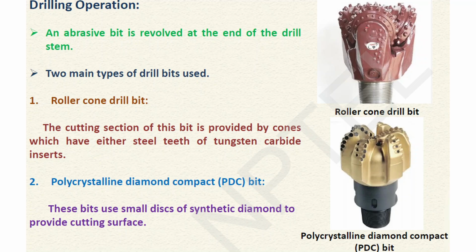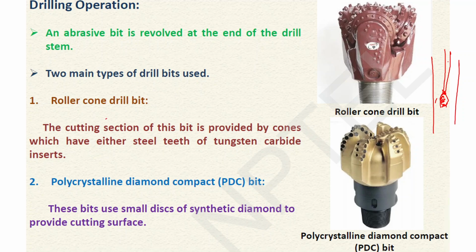Basically, in the drilling operation, as I told, a drilling bit is there. Suppose this is the column, then there is a drilling stem, and at the tip of this drilling stem, there is the drilling bit. This kind of arrangement is there, where the drilling bit keeps on moving and keeps on cutting the rocks and the sand structure of the earth below. So there are two main types of drilling bit. An abrasive bit is revolved at the end of the drilling stem. This is the drilling stem, and this is the drilling bit, and it keeps on moving.